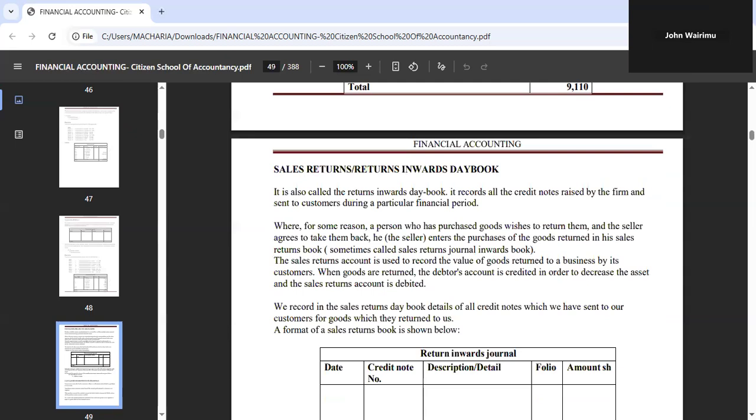Sales returns or returns inwards, I mentioned this one, they are used to correct sales. So when goods are returned to the business, then they are recorded in the sales returns or returns inwards book. We are seeing that it's also called the return inward day book. It records all the credit notes raised by the firm. We see that credit notes are issued to reduce sales and sent to the customer during the particular financial period.